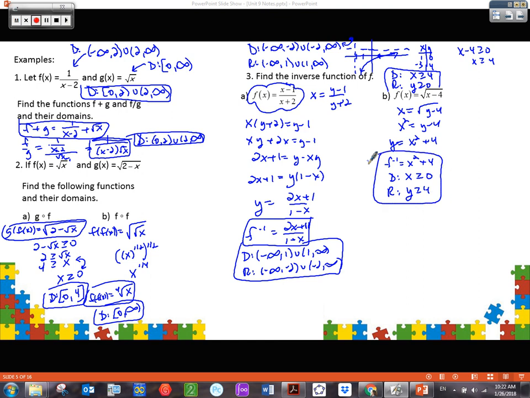What happens when x is greater than or equal to 0 with my parabola? Do I get to have the whole parabola? No, I only get half of it, right? I get half of it. I get the part from 0 to infinity.